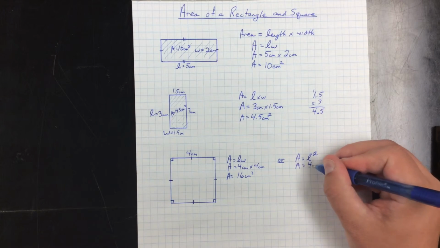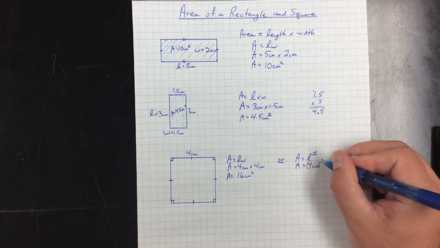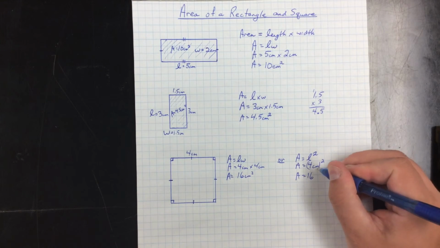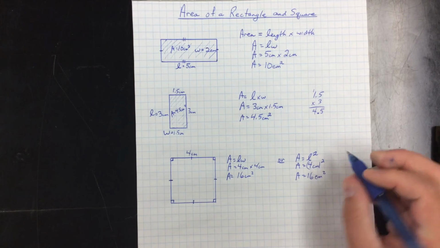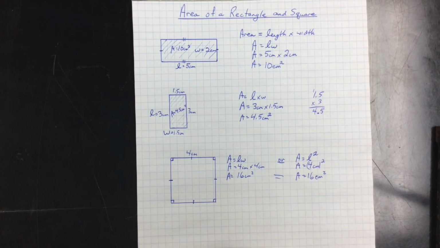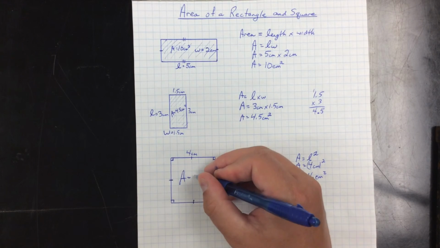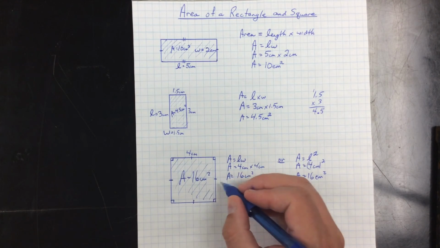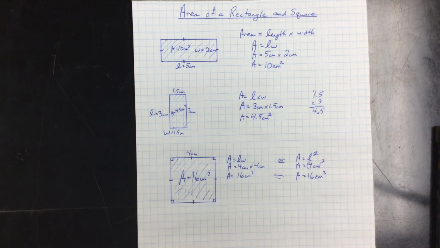So length is 4 centimeters, and we're going to square all of that. So 4 times 4 is 16, and a centimeter times a centimeter is a centimeter squared. So we get the same answer. They're equal to each other. In both cases, we find that the area is 16 centimeters squared, the amount of floor space, the size of the footprint that it takes up. So in every case, we found the two lengths, the length and the width, and we multiplied them together.